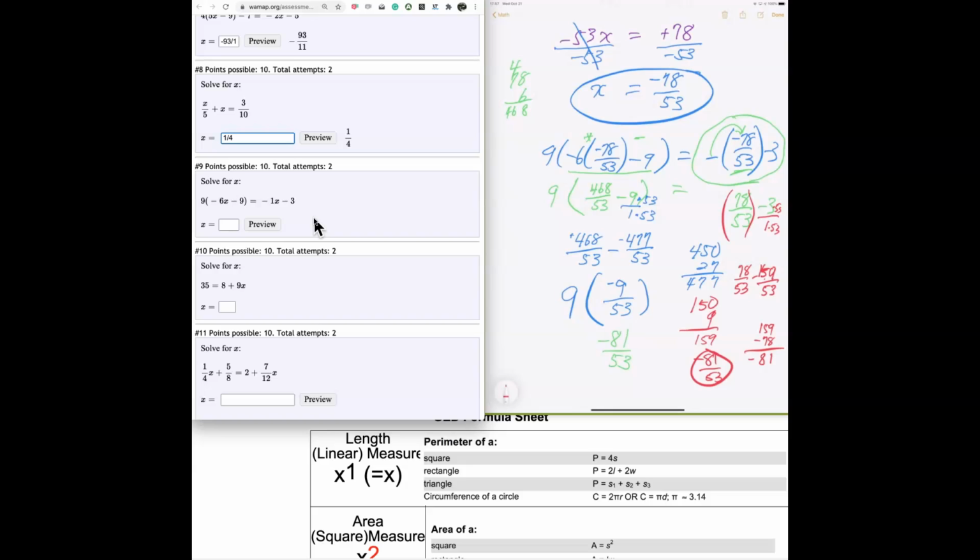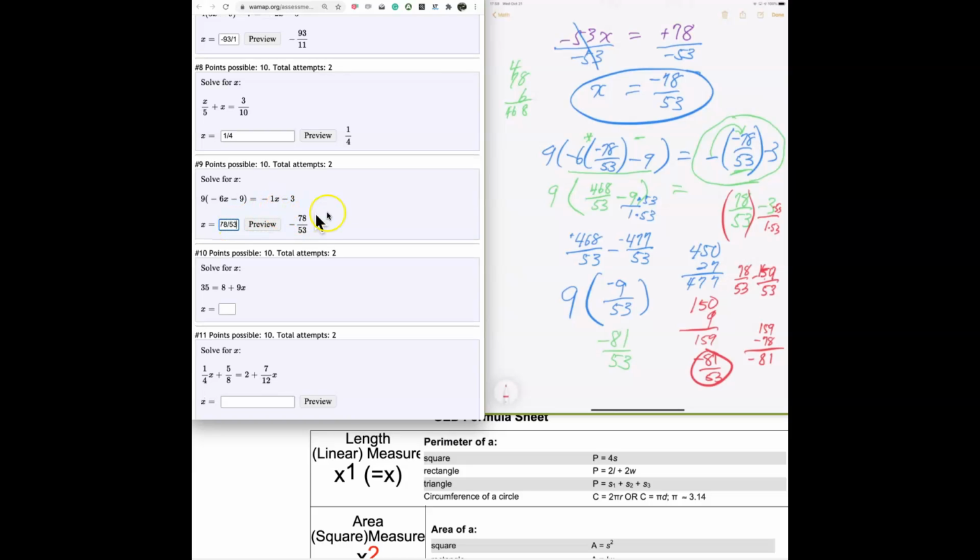So that's a good answer. All right. And I'll put that in up here. X was negative 78 over 53. Okay. Awesome.